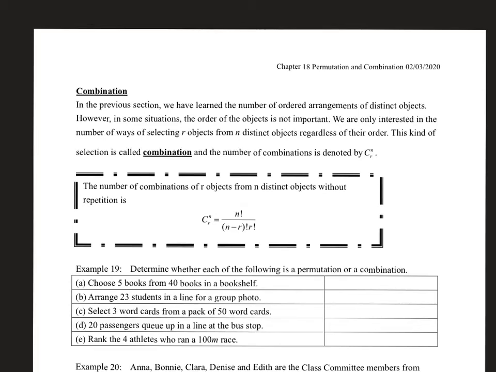Now we come to the part talking about combination. Combination is selecting r objects from n distinct objects regardless of order. So I'm simply talking about this time, without order. In order to find nCr by definition, you can see the formula as follows.